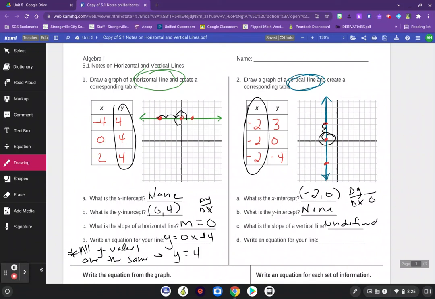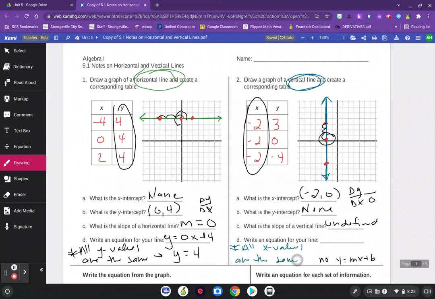That means I can't write a y equals mx plus b. I don't have a y-intercept, so no y equals mx plus b. My slope is undefined, so I can't write undefined in my equation. I don't have a y-intercept, so I can't write y equals undefined x plus none. That would be silly. But I like the idea of what I mentioned over in number 1. In number 1, I said all the y values are the same, so we wrote the equation y is 4. And in this case, all the x values are the same.